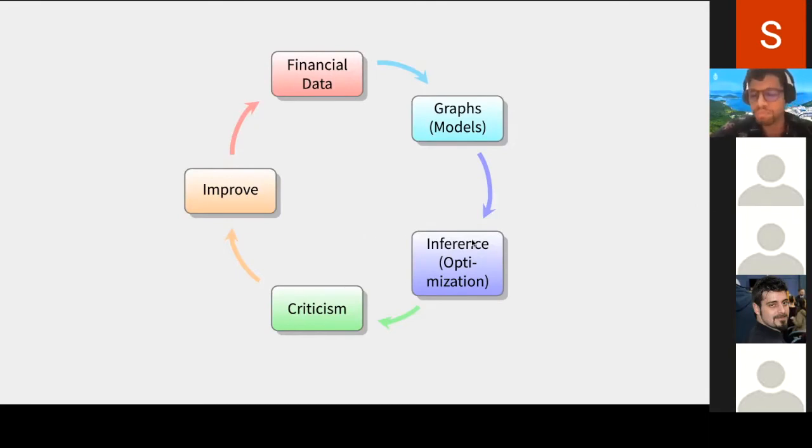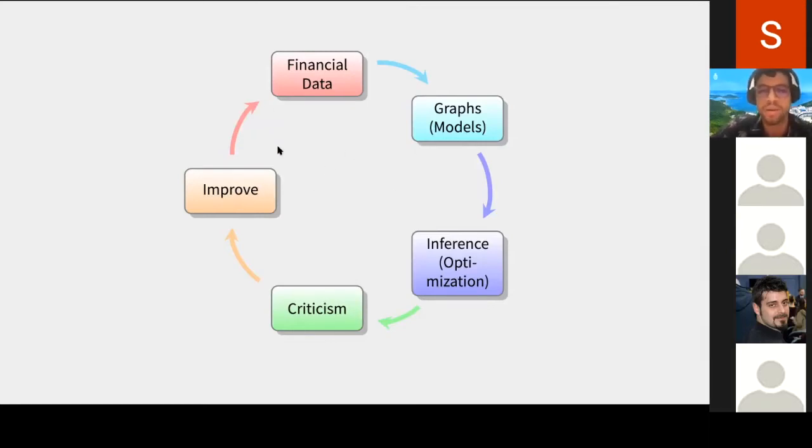And then I'm going to discuss very briefly the inference that we perform, which is via optimization techniques to extract the right information from the models. And then I'm going to draw some criticisms towards some state-of-the-art models, and then we are going to improve on them. And then maybe we go back to the data and look at the data again and try to improve things.